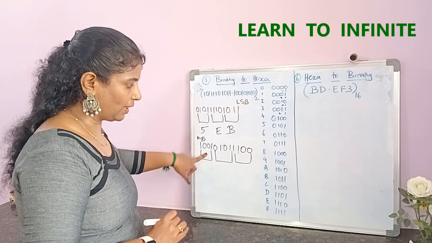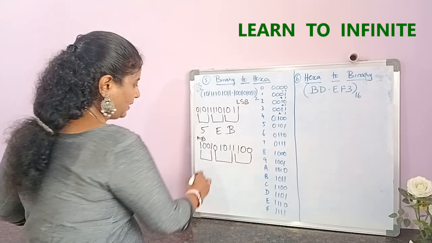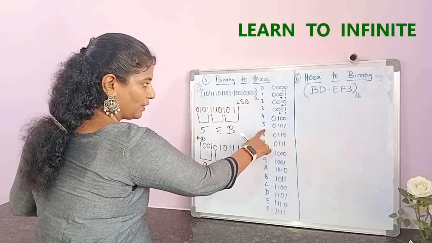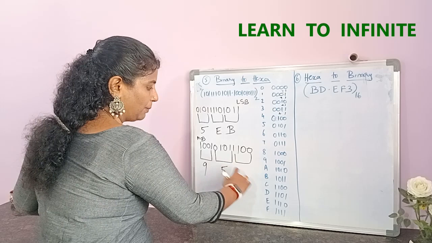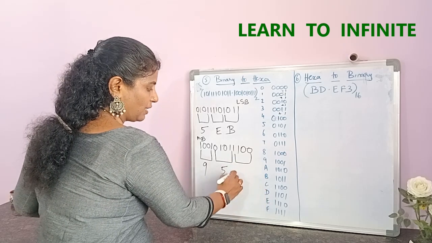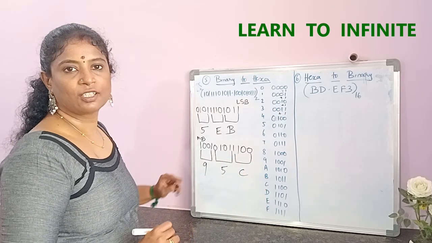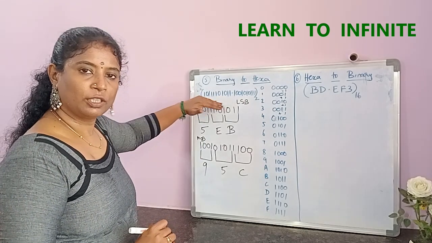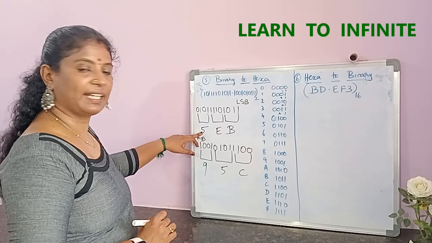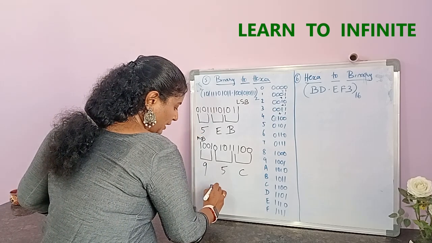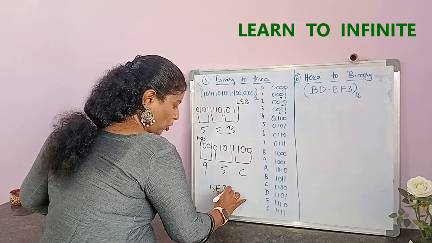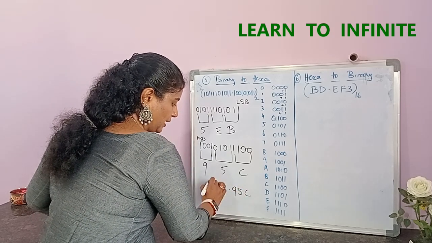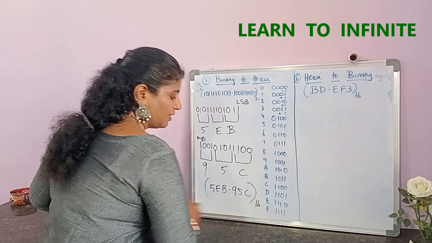So what is 1 0 0 1? 1 0 0 1 is 9. Next is 0 1 0 1. 0 1 0 1 stands for 5. And 1 1 0 0. 1 1 0 0 stands for C. Right? So after doing this, you have to write it properly based upon the whole part and fractional part. Our whole part answer is 5EB point. Our fractional part answer is 95C with the base 16.